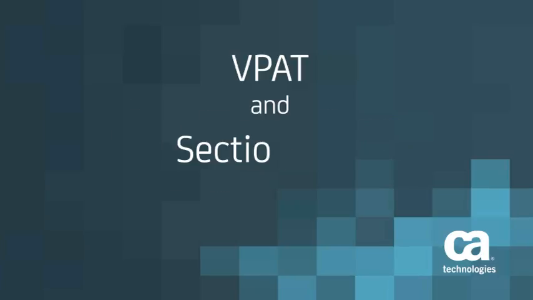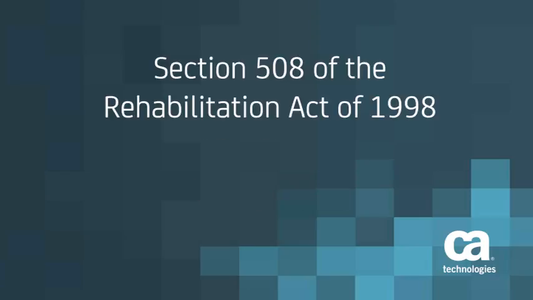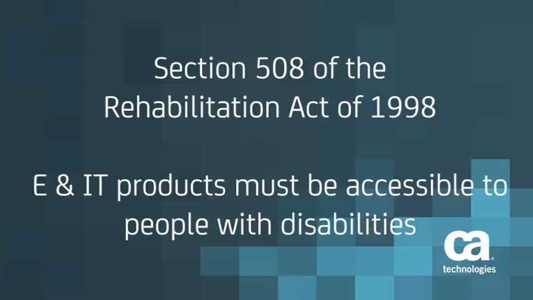VPAT and Section 508 compliance. Section 508 of the Rehabilitation Act of 1998 states that the U.S. government requires that all electronic and information technology products that it procures must be accessible to people with disabilities.